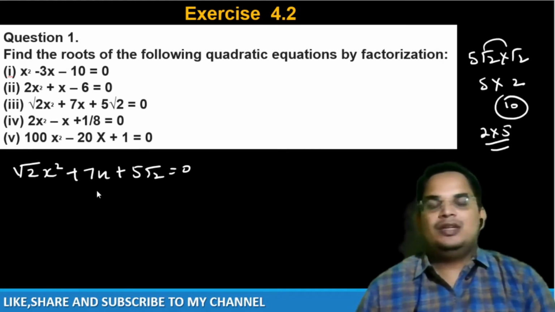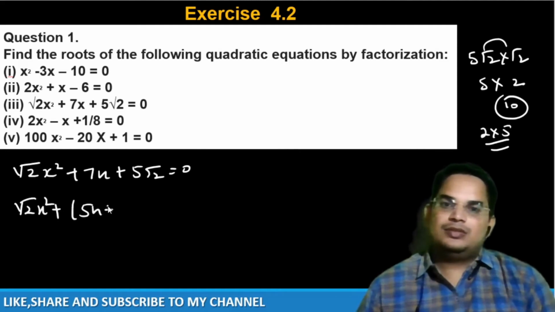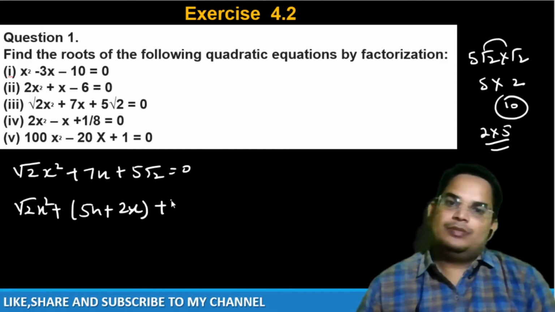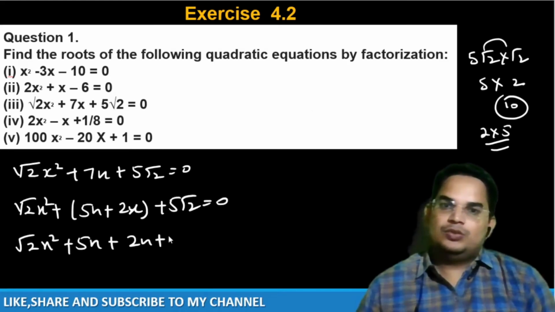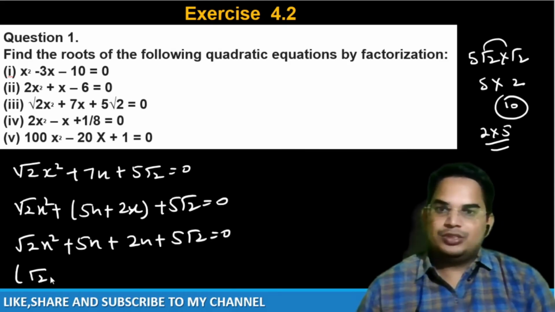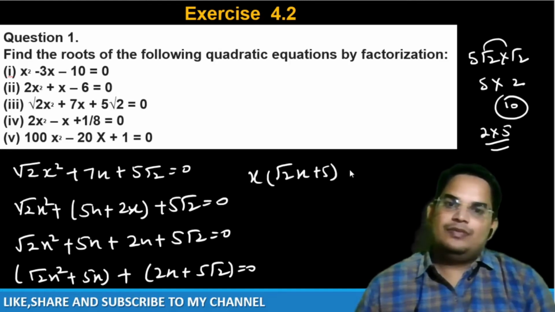So how will we write down this 7? 5 plus 2. So root 2 x square as it is, 5x plus 2x plus 5 root 2 is equal to 0. Now take these two values inside one bracket. From these two just take the common x, you will get root 2x plus 5, and plus from here you can just take the root 2 outside.